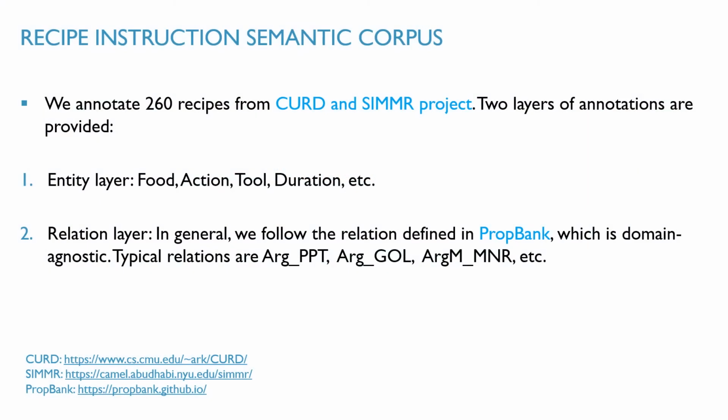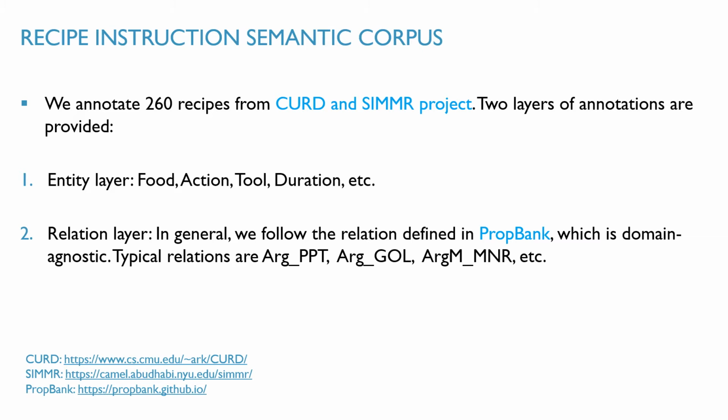For now, we have constructed a recipe corpus from which we could extract language information like the entities and the relations. In our corpus, we annotate 260 recipes from the Curd and Simmer project. Basically, we provide two layers of annotations. One layer is an entity layer. The other one is a relation layer.